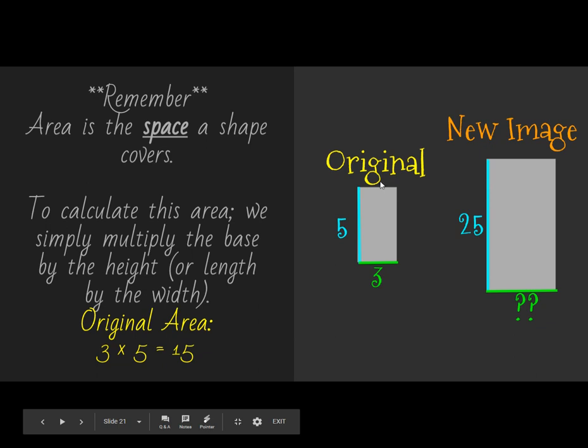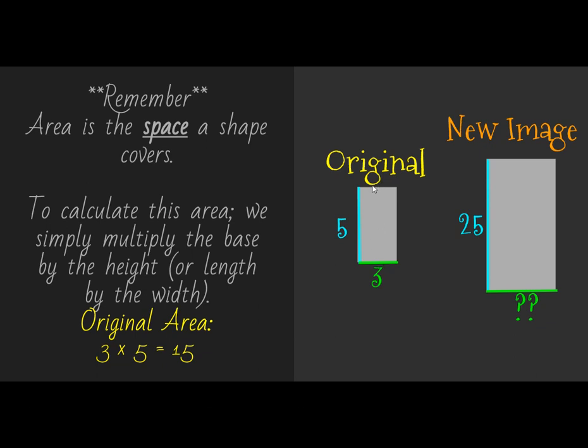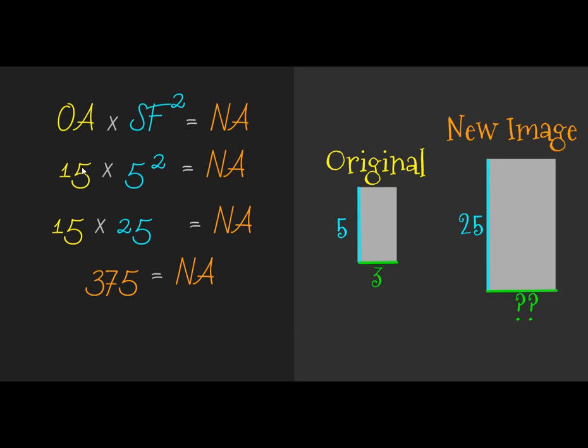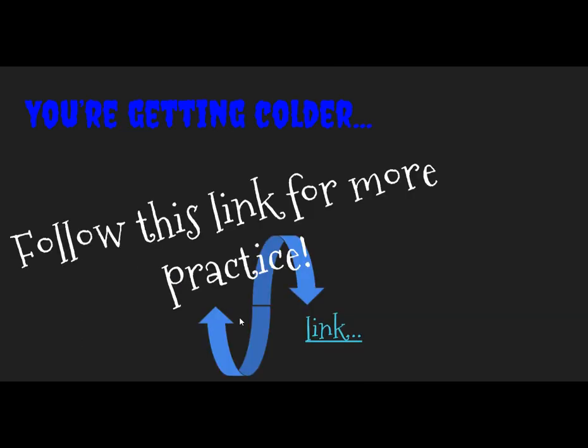Remember, area is the space that a shape covers. So my original area is 15. And then when I put 15 times my scale factor squared, I should get 375. Hopefully that's what you got.